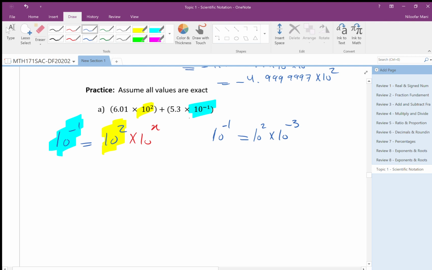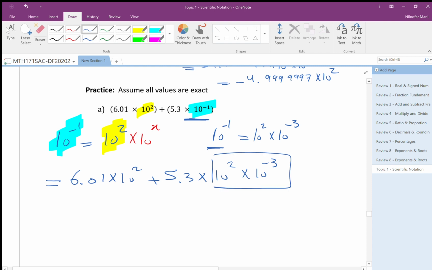Okay, so I have this one. I have this, I want to express it in another way to see 10 power 2 inside, because I want to make the power the same. So equal 6.01 times 10 power 2, I don't touch, plus 5.3 times 10 power 2 times 10 power minus 3. Remember, if you combine these two, you still have 10 power minus 1. So you are not changing your question. You are not adding. You are not just removing. No. You are just rewriting it in another way. Rewriting. So you are rewriting this in another way to have this inside. Okay?